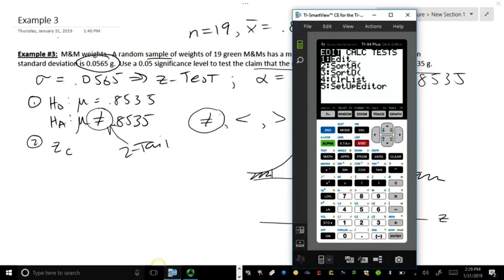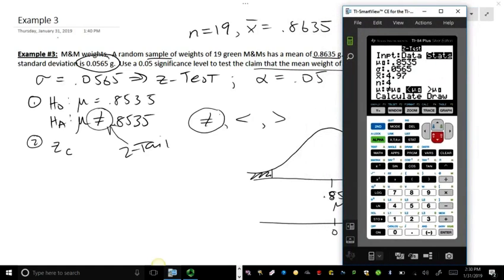And let's grab the correct test and put the values in. I go over to tests. I do want the z-test this time because of that known population standard deviation. I don't have a list of data, I do have stats, so I start to arrow through. U sub 0, that was the 0.8535. Notice since we did a z-test this time, it's prompting me for the population standard deviation, so I better have it, and I do. 0.0565. Sample mean, my sample mean, 0.8635, and we had 19 in that study.